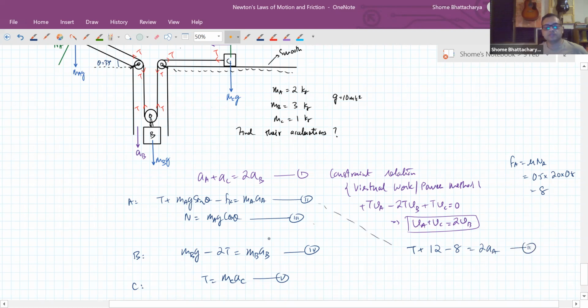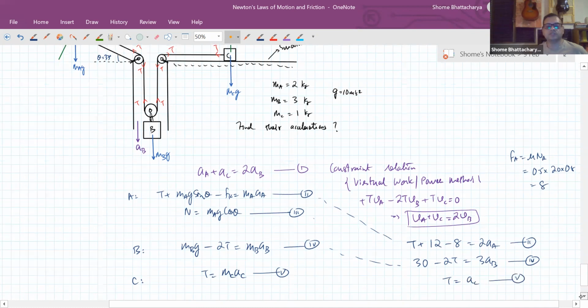Similarly, the third equation we already discussed. The fourth equation, the weight of B is 30 newtons minus 2T is equal to 3 times AB. So that becomes our fourth equation. And finally, T is equal to mass of C, which is 1 kilogram, into acceleration of C, which is AC. So this becomes our fifth and final equation.